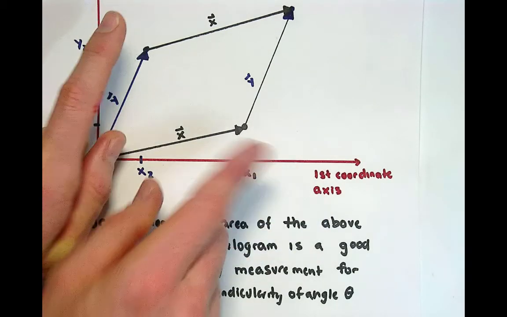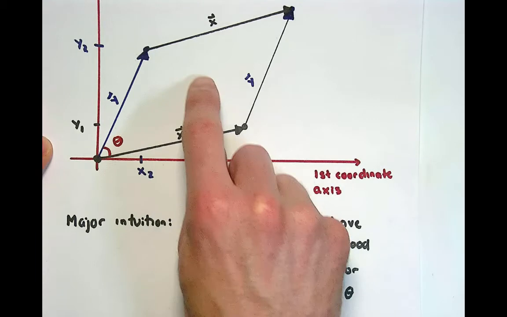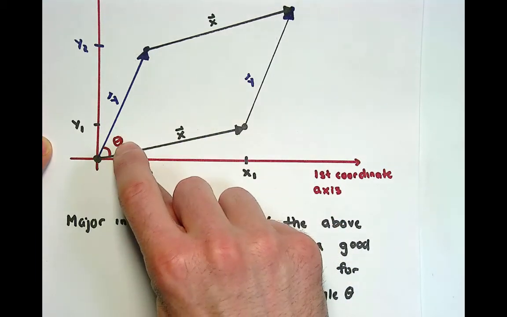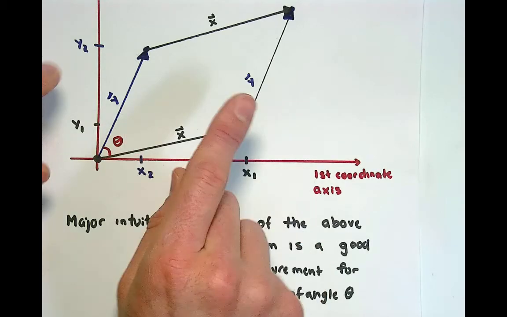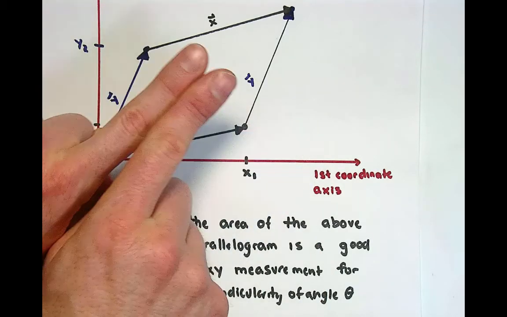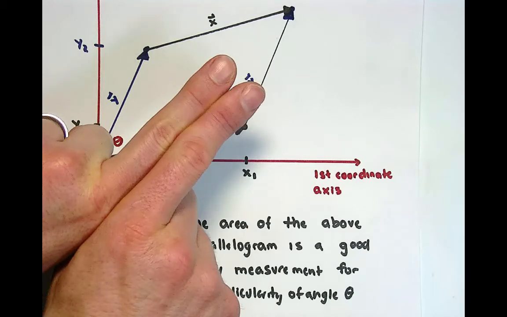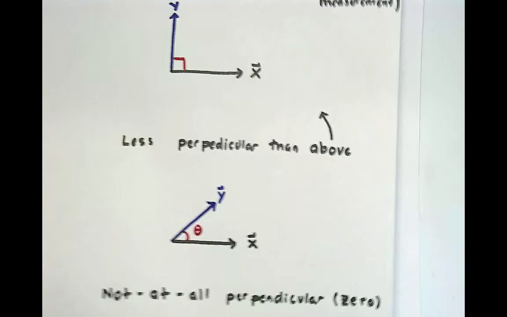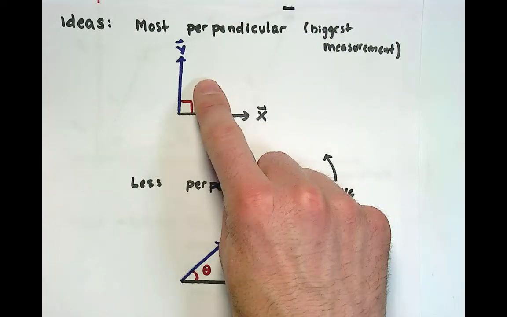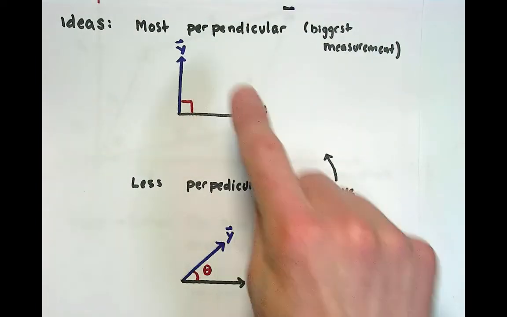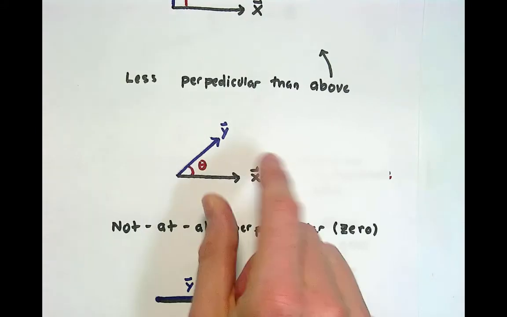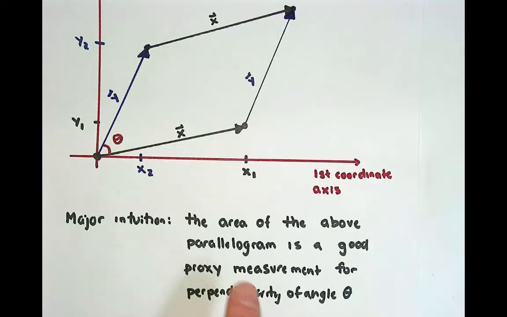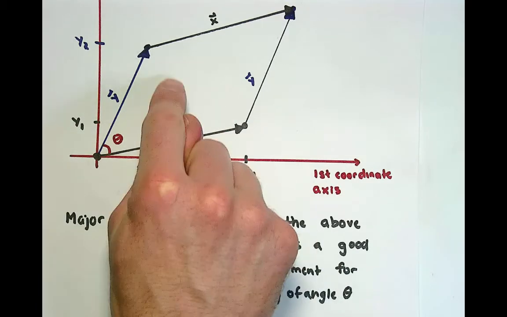So the area of this parallelogram is largest when theta is 90 degrees and it is smallest when theta is 0. Indeed, if theta is 0, you have 0 area. And that goes back to the exact thing we were just saying. We want a measurement that's largest when the two vectors are perpendicular, somewhat less when they're in between, and then 0 when they are parallel. And the area of this parallelogram actually gives us exactly what we want there.